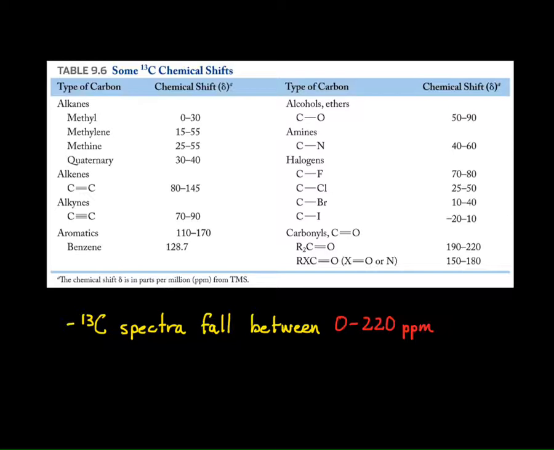Now, one thing to note is a carbon-oxygen double bond versus a single bond. There's a huge difference. A double bond withdraws a lot of electron density, and therefore the chemical shift is way down toward the left-hand side of the spectrum, at around 190 to 220.